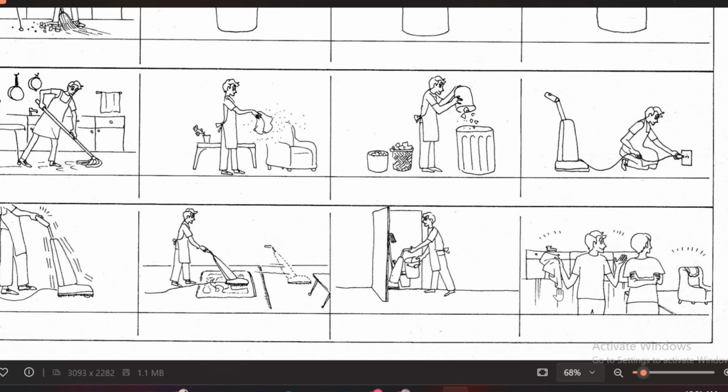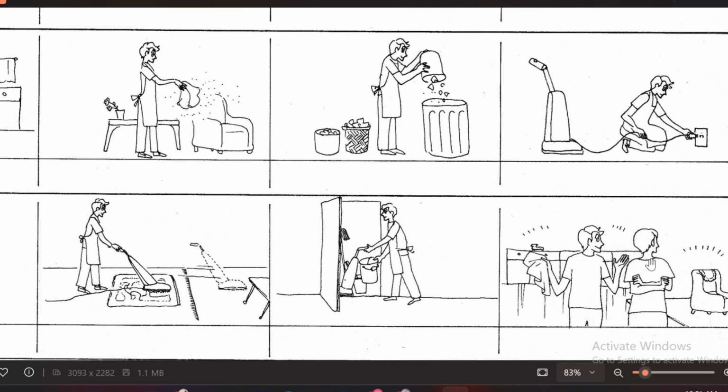His mother says, Mother, come and see. Mother come and see. The mother sees that every place is clean and everything is in its place. And the mother says, Well done my son. And the boy is very happy and the mother is very happy too.